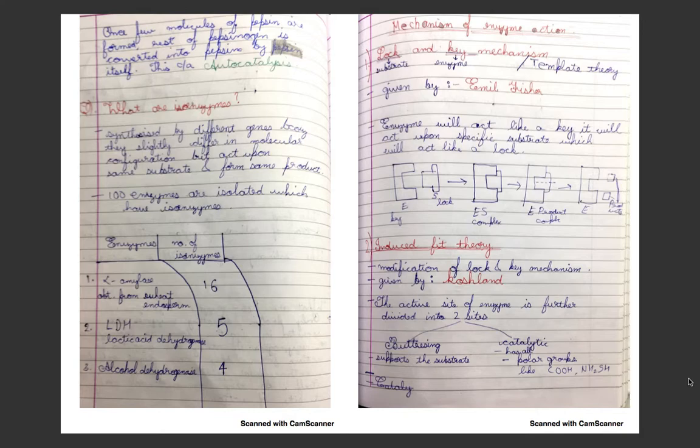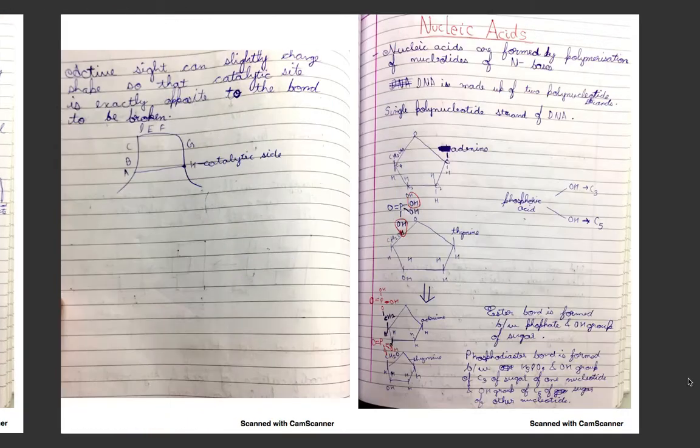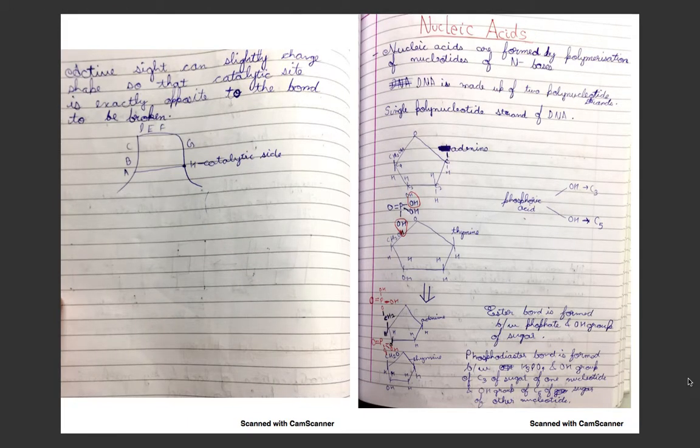The active site of the enzyme is further divided into two sites: buttressing and catalytic. Buttressing supports the substrate, and the catalytic site has polar groups like COOH, NH2 and SH. Now, active enzymes can slightly change shape so that the catalytic site is exactly opposite to the bond to be broken. Okay, nucleic acids, very important.